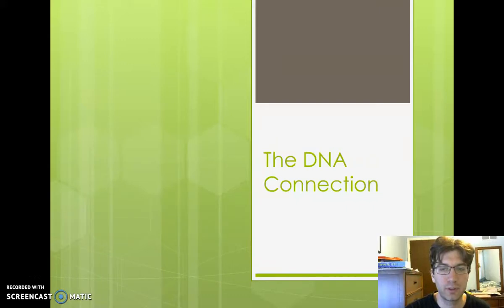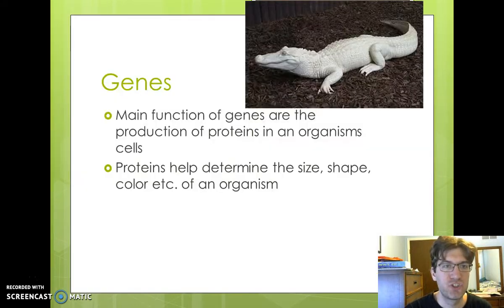All right, so let's talk about how all of this inheritance stuff relates to DNA, or deoxyribose nucleic acid. Let's start with genes. The main function of genes is to produce proteins in the organism's cells, and we'll get into protein synthesis in an upcoming video. But proteins help determine your phenotypes. They determine the size, shape, and color of your organism.